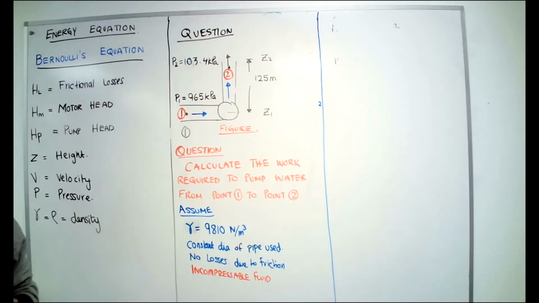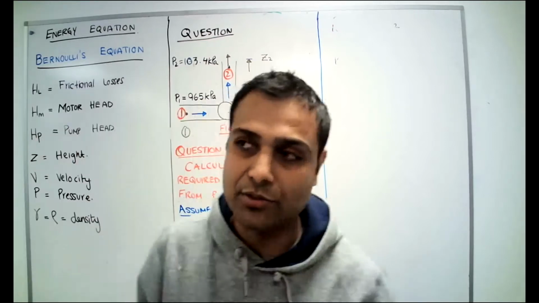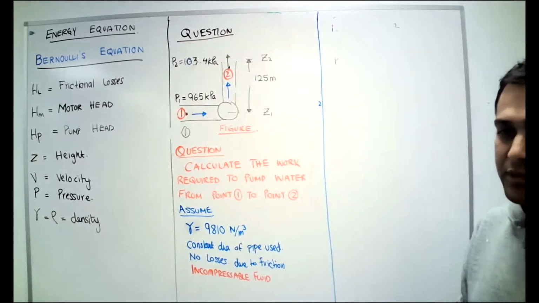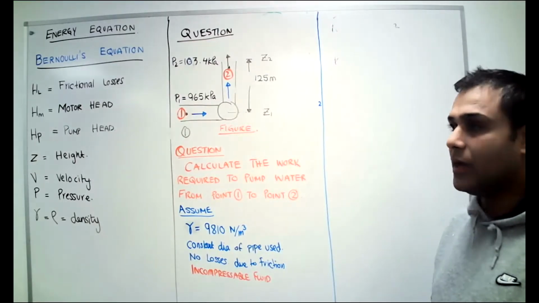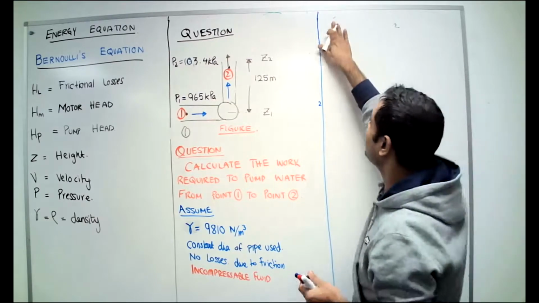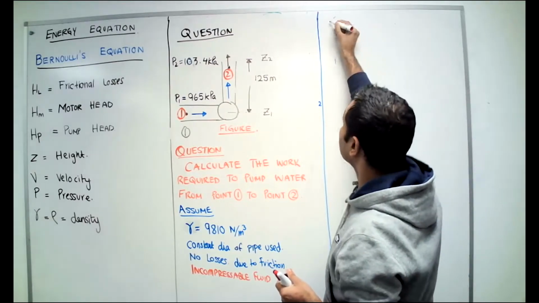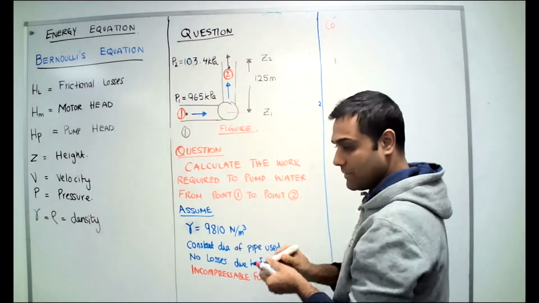So now what we need to do is use the continuity equation. We can use the continuity equation, which we know, and we know the Bernoulli's equation. The continuity equation, we use black.